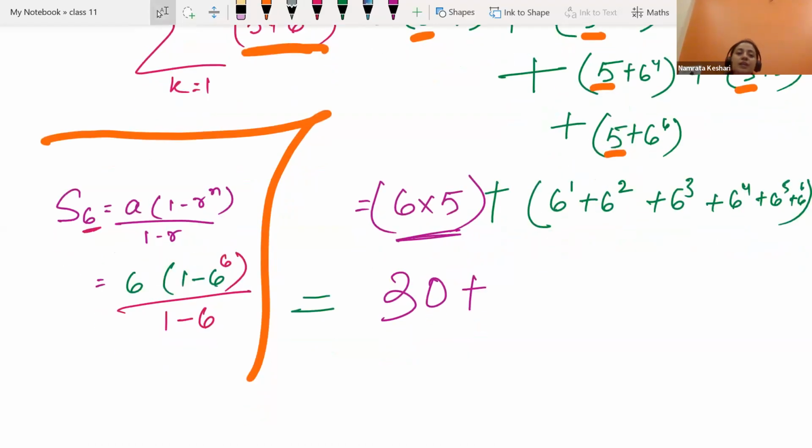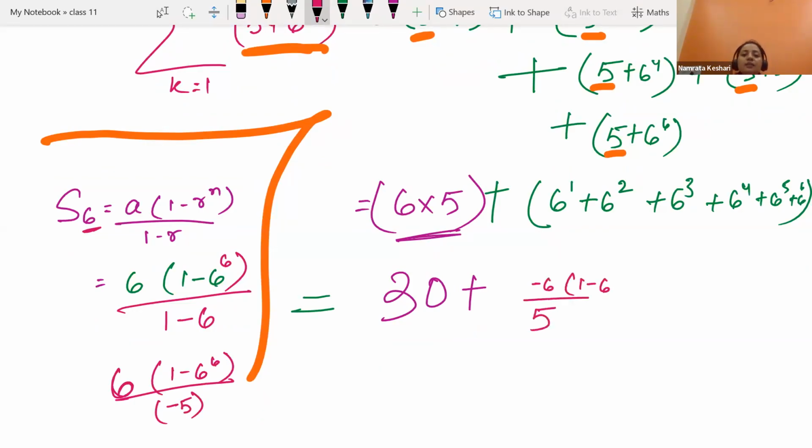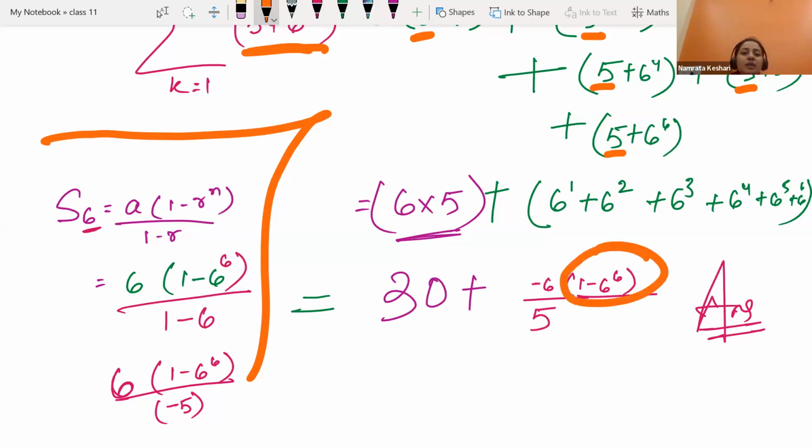Yes, ma'am. Okay, we need to do the calculation over here. 1 minus 6 to the power 6 by 1 minus 6 will be minus 5. Now we can put the value as it is: negative 6 by 5 times 1 minus 6 to the power 6. This way only we can leave our answer, because so many calculations due to this part are not possible. Getting it? Yes, ma'am. Okay, so this is how we will be doing this type of question.